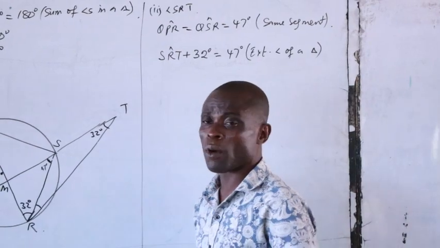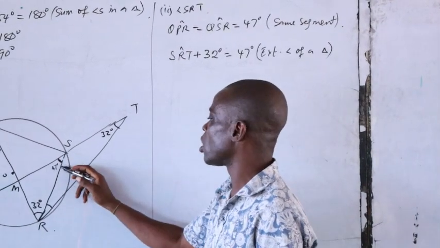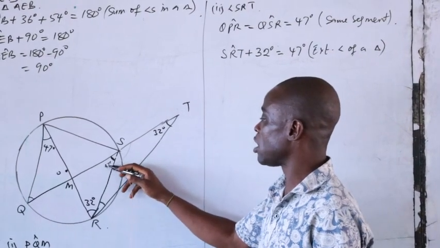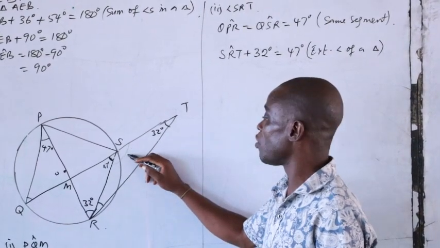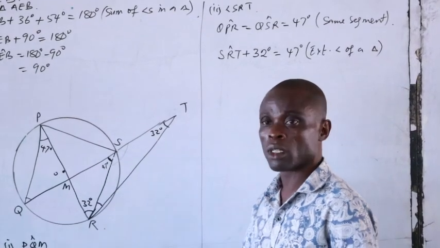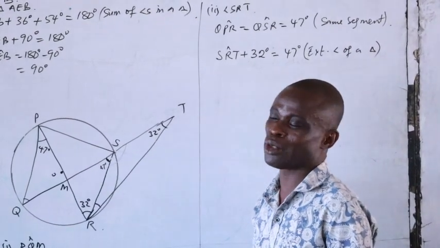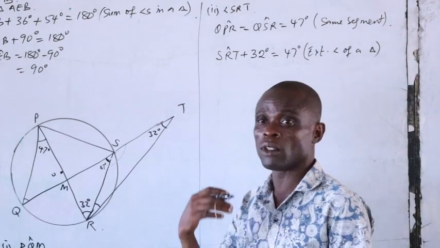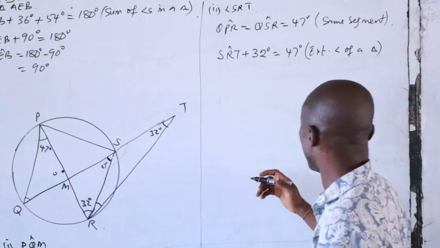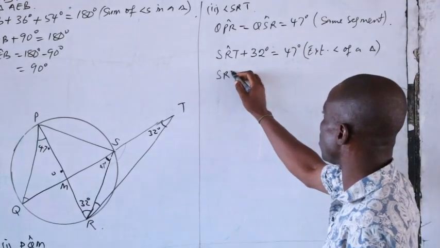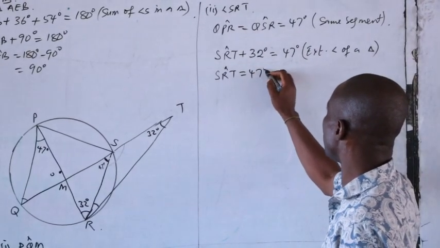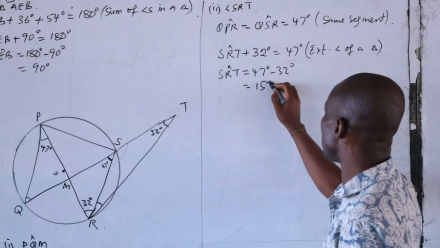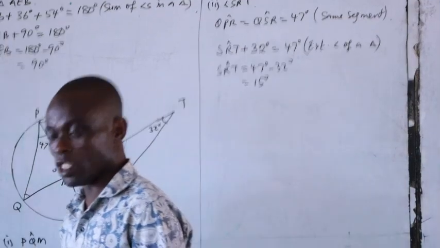If you don't want to use this method, you can use angle on a straight line: subtract this 47 from 180 to get this one, then this plus this one, sum of angles in a triangle. But there's no need to use that. Instead, I can just say the addition of this is equal to 47, exterior angle of a triangle. Then we have SRT equal to 47 minus 32, and that is 15 degrees. That is SRT.